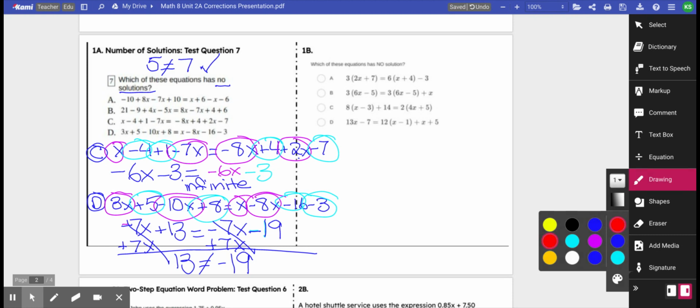So our correct answer in this problem is D. So now what I would like you guys to do is pause the video, work on problem 1B, put in your answer, and then we will go on to problem number 2. So pause the video now.